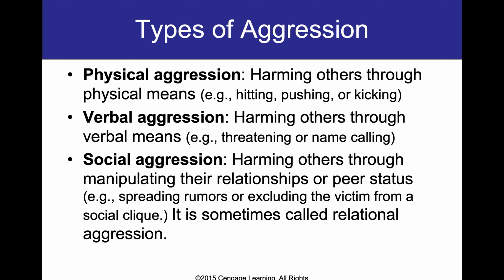Here are the types of aggression. We have physical aggression, which is harming other people by physical means: hitting them, pushing them, kicking them, etc. We have verbal aggression, which is harming others by using words to threaten them or call them names, telling them that they are stupid, any kind of verbal aggression. We have social aggression, which is harming others by manipulating their relationships or their peer status.